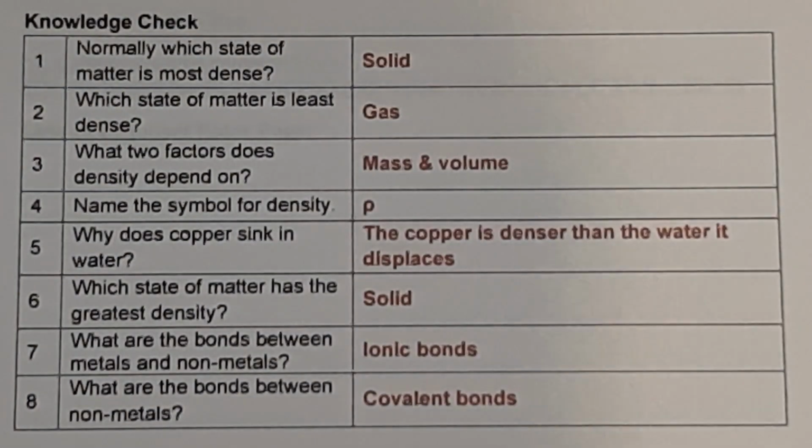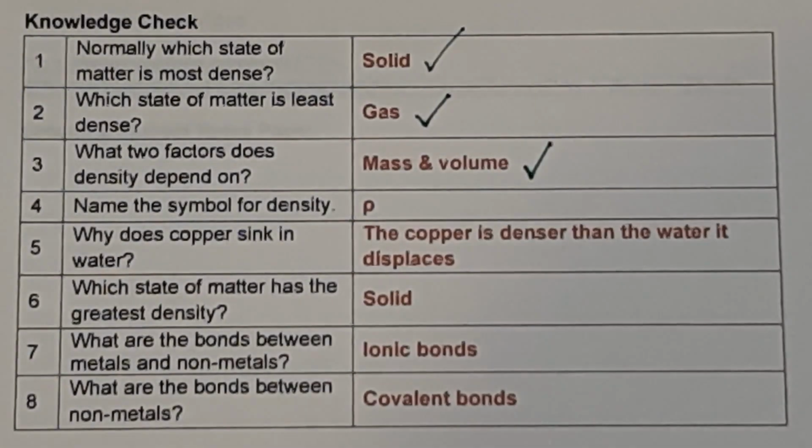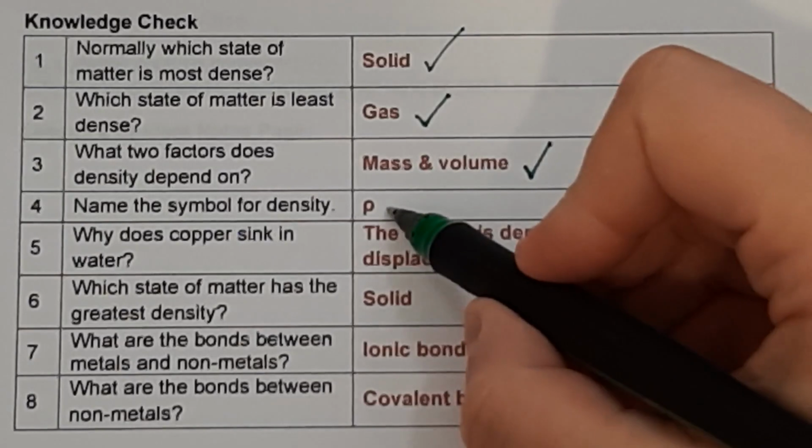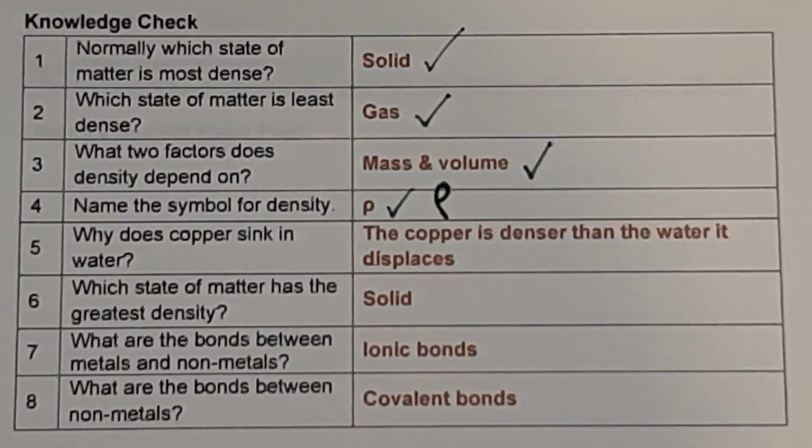So let's review our answers to the knowledge check questions. Normally, which state of matter is most dense? Solid. Which state of matter is least dense? Gas. What 2 factors does density depend on? That would be mass and volume, and you need both of them correct to get the mark. Name the symbol for density. So it's this P symbol, which you can also have drawn like a sort of funny P, almost like an E.